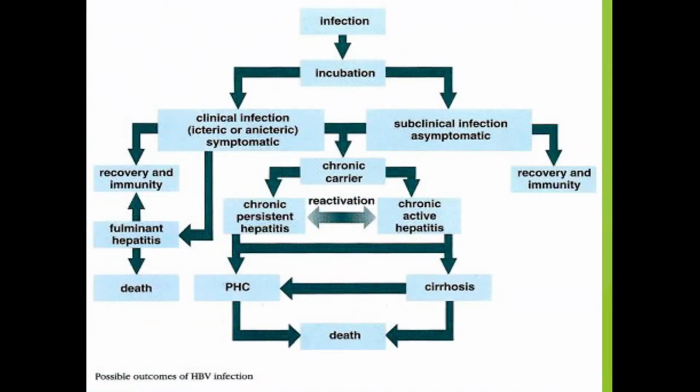Infection, then incubation. It may be a subclinical, asymptomatic infection, then usually recovery with immunity. Clinical infection, icteric or anicteric, may go to fulminant hepatitis, which more often leads to death, or maybe recovery with immunity. Chronic carrier may have chronic persistent replication or chronic active hepatitis. Chronic active hepatitis usually leads to cirrhosis, while chronic persistent hepatitis more often causes hepatocellular carcinoma. Again, death is possible in both cases, or cirrhosis linked to hepatocellular carcinoma too.